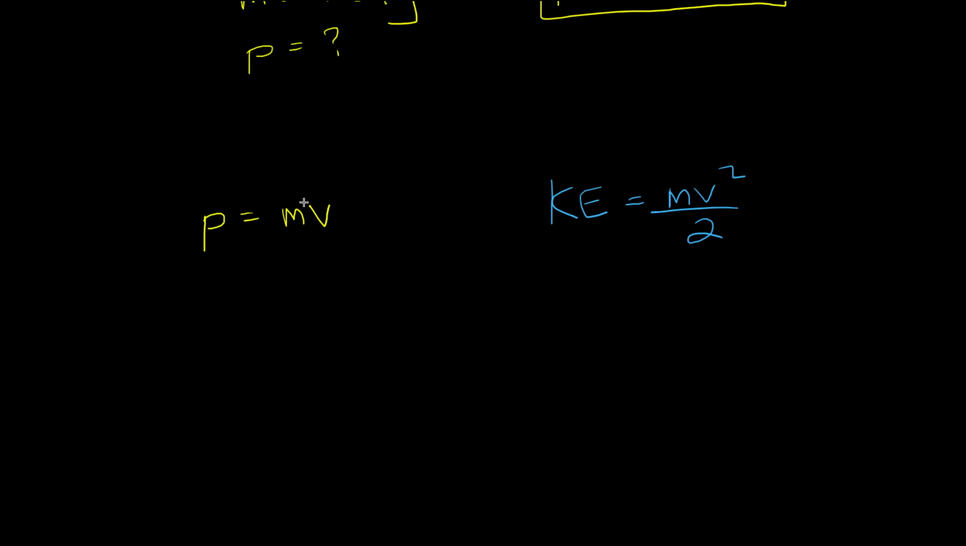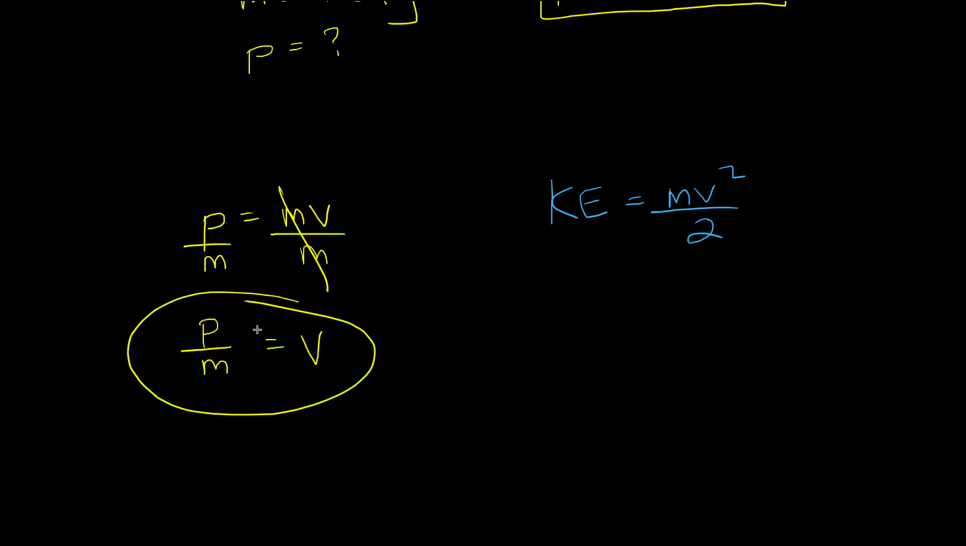velocity. Well, if we're trying to solve for velocity using the momentum equation, we definitely have to divide mass on both sides, so that way it cancels out, and our equation for velocity using the momentum equation is momentum divided by mass. So we can look at it this way. To find an object's velocity, we can take the object's momentum and divide it by the object's mass.